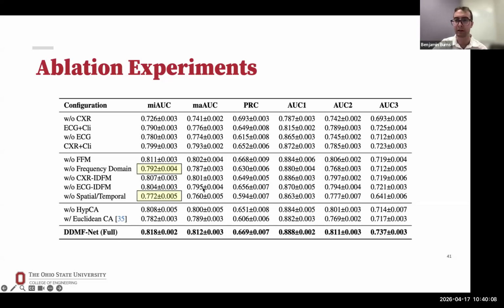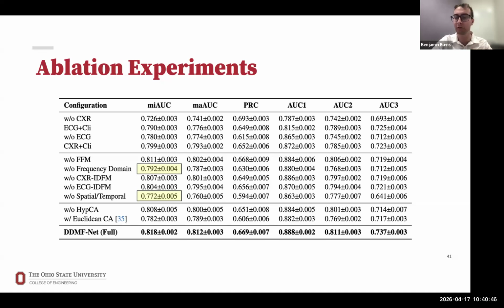And first, we look at removing the frequency domain. So cutting out projection to the frequency domain and the frequency fusion module, just using the native spatial and temporal domains. And we see that by losing out on this frequency domain, we actually do experience quite a severe drop in predictive performance from 0.818 in micro-AUC all the way down to 0.792. So clearly there is something being learned by comparing these modalities in the frequency domain that we can't do with just the spatial and temporal domains alone.